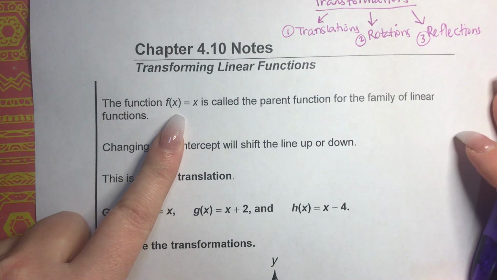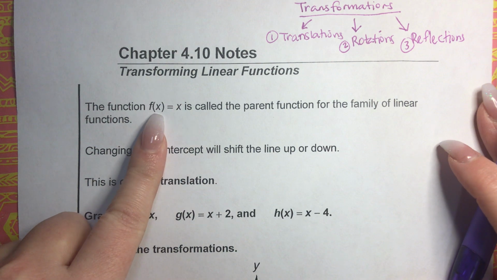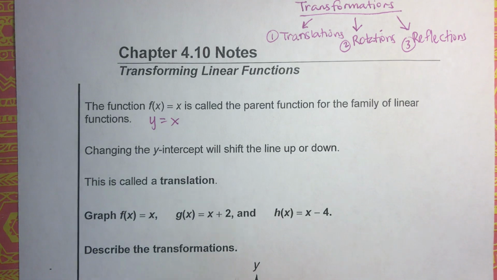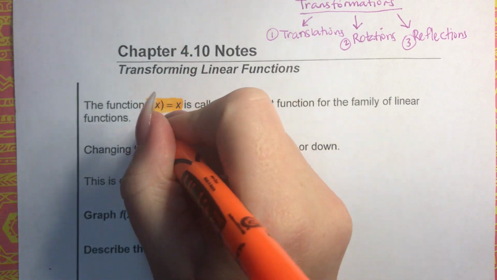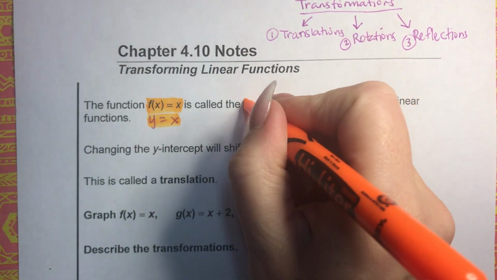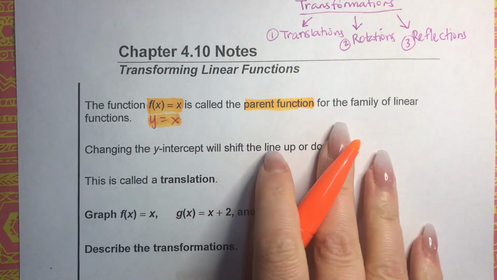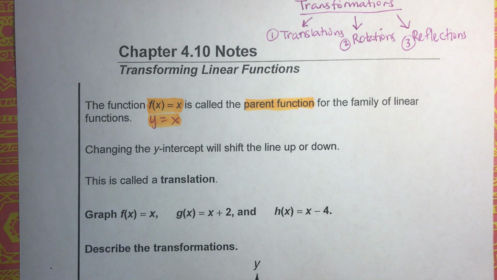So with all of these, we are going to be talking about f of x. We're going to be using function notation, and you'll see why in a little bit. So f of x equals x. Remember, f of x is just the same thing as y. So it's saying y is equal to x. This is called a parent function, and this is so important. So this f of x equals x, which is the same thing as y equals x, is a parent function. And it's for the family of linear functions.